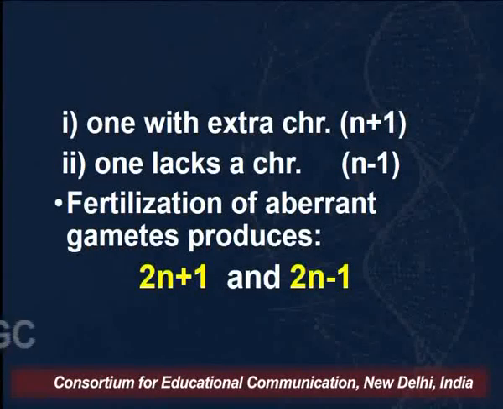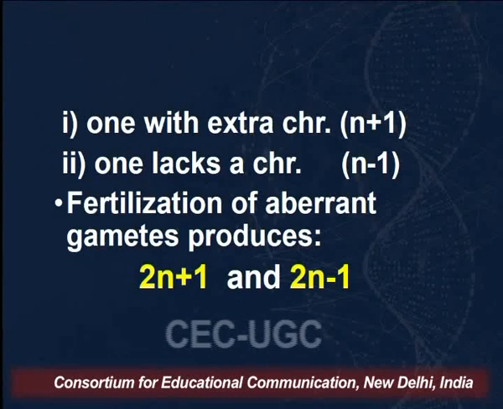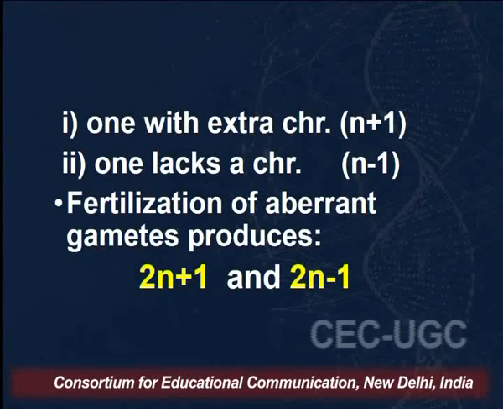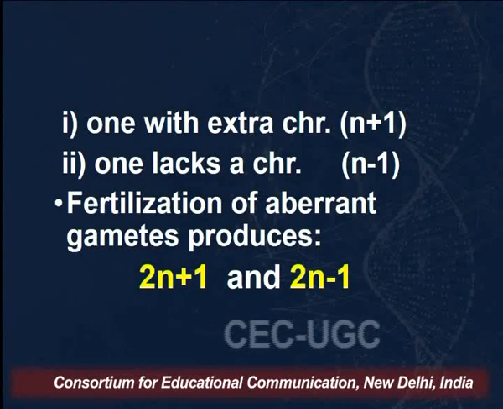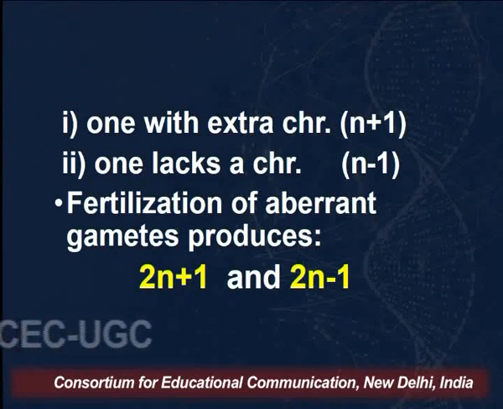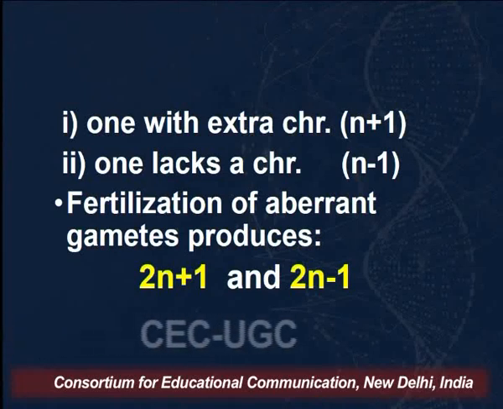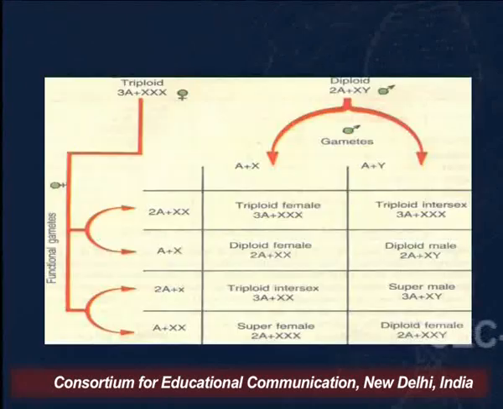As you can see on your screens, one of the gametes would be having 1 extra chromosome. We will designate it as n plus 1. The other one would lack a chromosome because it has gone to the first one, so it will be n minus 1. And obviously, if such aberrant gametes are going to fertilize, they would give rise to 2n plus 1 or 2n minus 1, depending upon which gamete is fusing with which one.